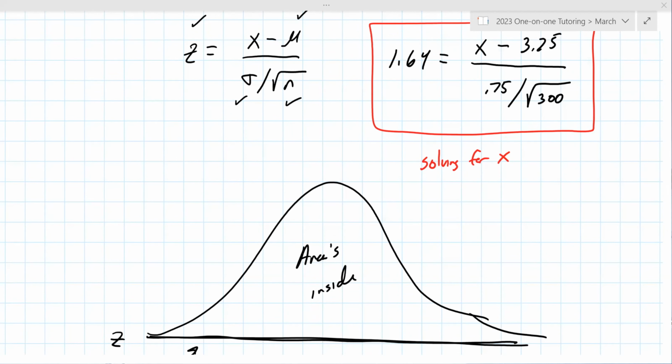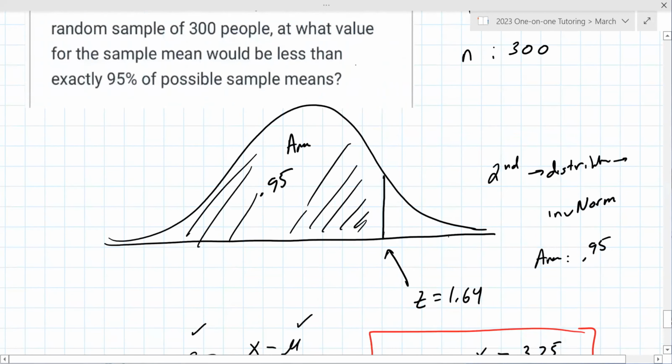Oh, shoot. Okay. So 3.32. Yes, perfect. Okay. Cool.